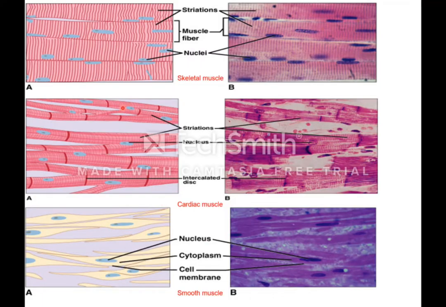Here you can see the different types of muscle under a light microscope, with a schematic picture on this side and a special staining on this side. Skeletal muscle, named striated muscle because of the presence of striation under the light microscope, cardiac muscle, and smooth muscle.